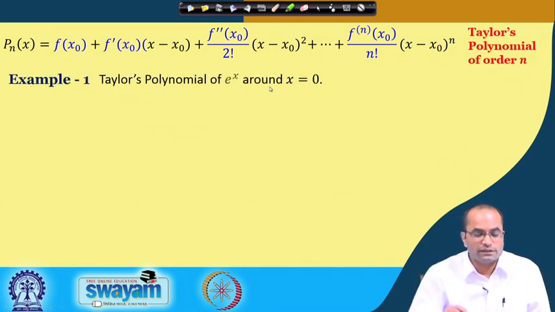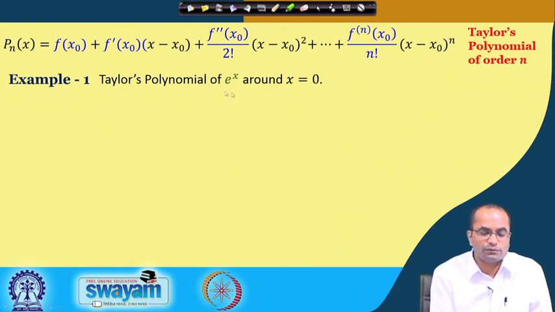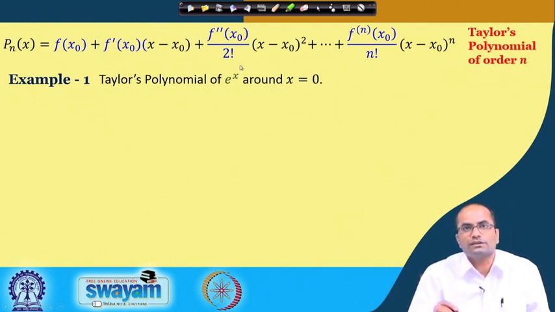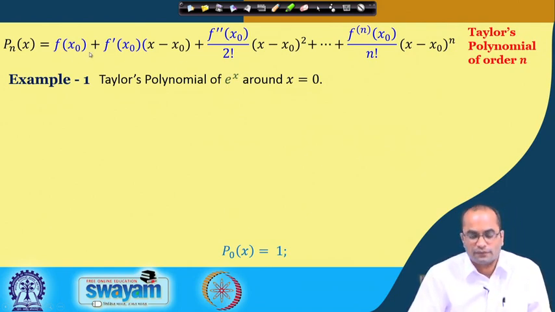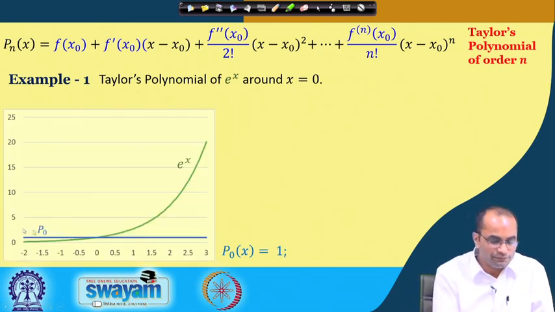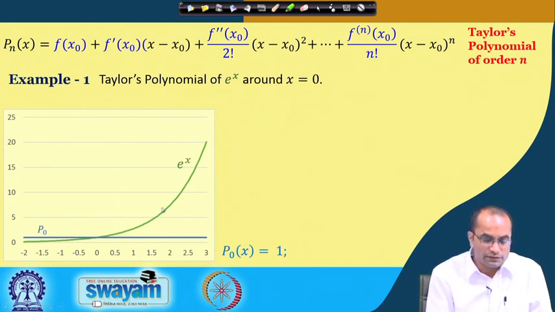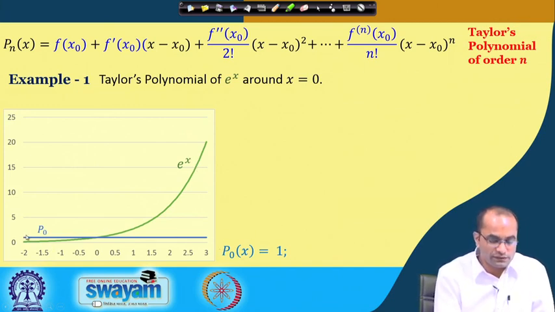Now, let's go through an example and construct the Taylor's polynomial of the exponential function, for example, e power x around x equal to 0. So, for P 0 x, the degree 0 polynomial, only the first term will be present there, and e power 0 will be just 1. So, the polynomial of degree 0 will be simply 1. And if we plot this, this is the green plot of the exponential function, and this polynomial of degree 0 is just a constant line.